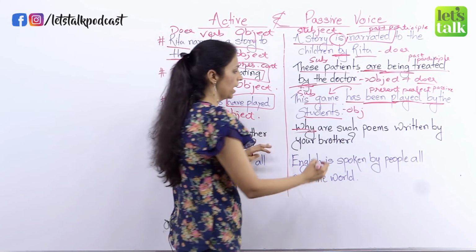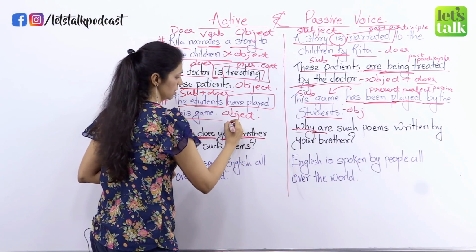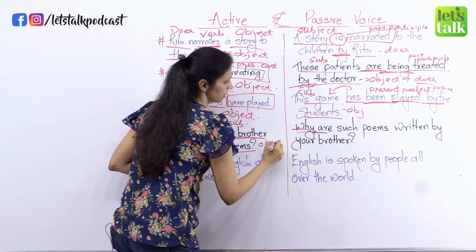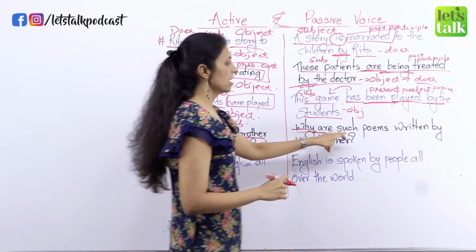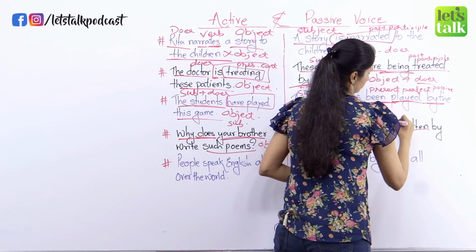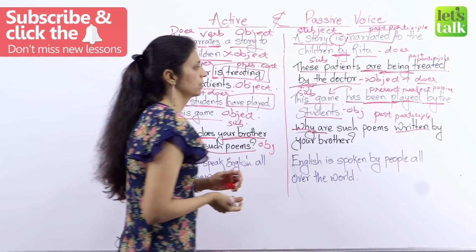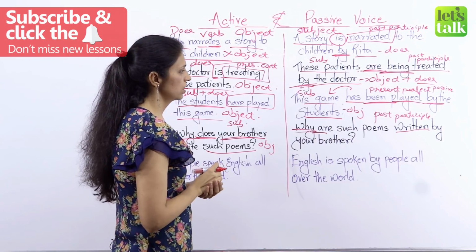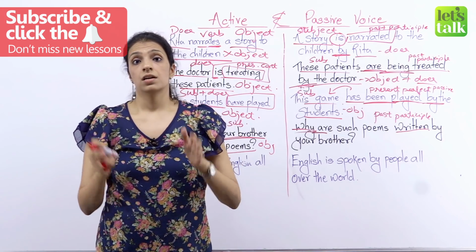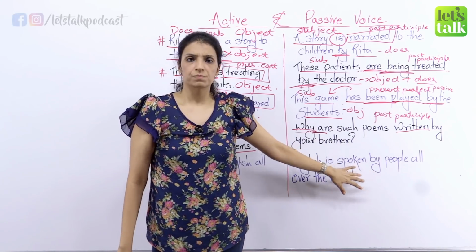Now, why are, this is subject and you have the object here. Let's interchange. You have why are such poems, verb in the past participle. Okay. Why are such poems written by your brother? I have maintained the tense, subject becomes object, object becomes subject.